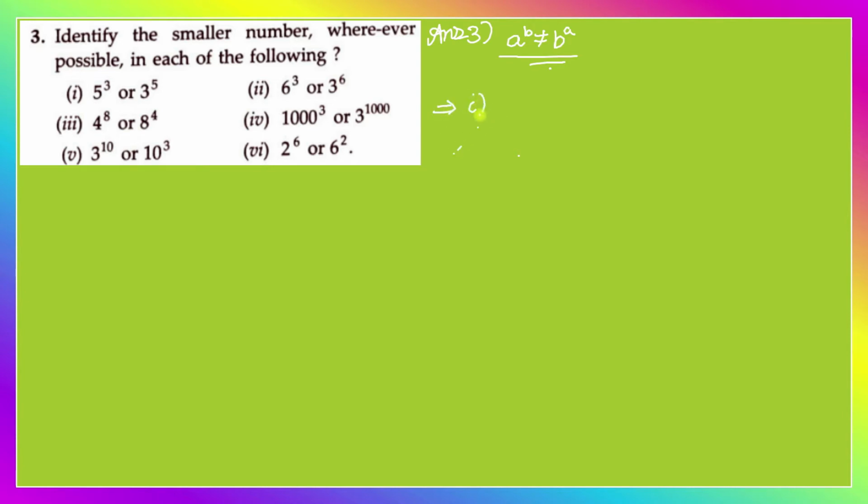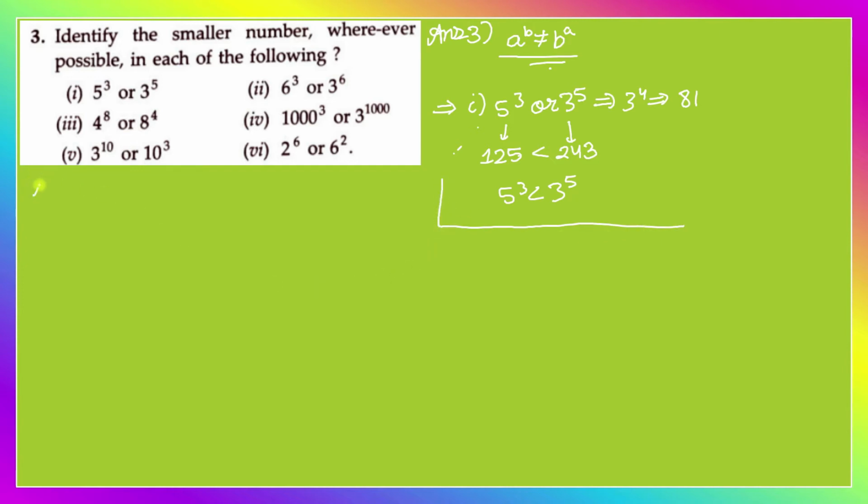For example, in the first part, 5 cubed or 3 to the power of 5. 5 cubed here is 125. And 3 to the power of 5, if you just try to calculate it, 3 to the power of 4 is 81, and 3 to the power of 5 would be 243. So as you can see, we can calculate, that's why we know that 5 cubed is smaller than 3 to the power of 5. It is really easy. But most of the time you cannot calculate. So I'm going to tell you how to solve these types of questions.